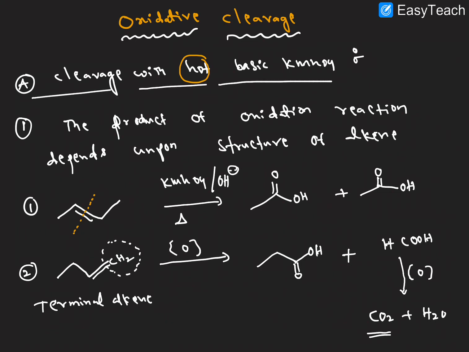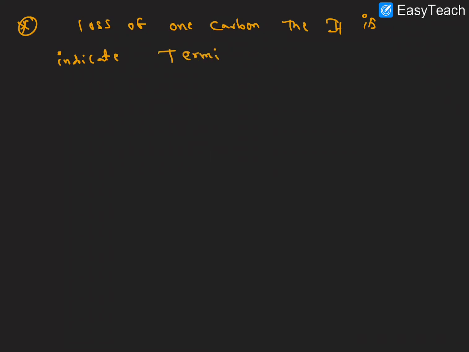Next, the important point. What is the important point? Loss of one carbon indicates a terminal alkene, right?